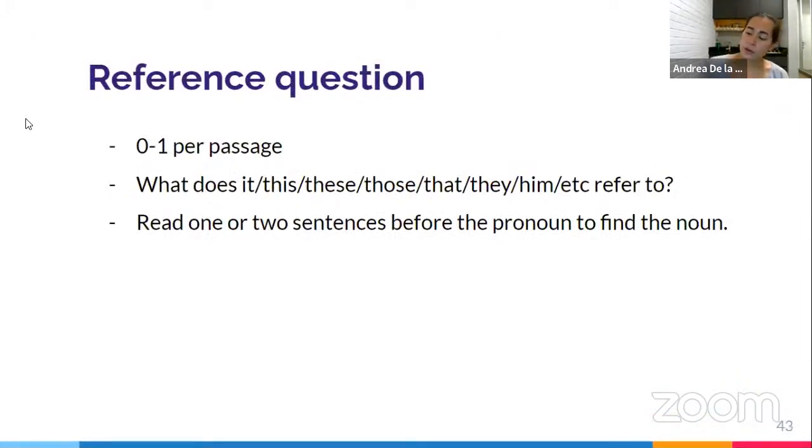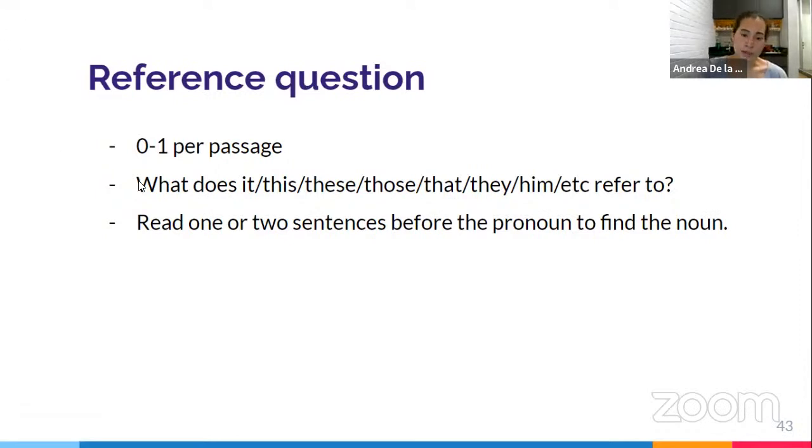Now let's move on to reference questions. Now these questions are, I would say, the easiest ones that you'll get in the TOEFL reading. They are the easiest and the quickest ones. You're going to be using 30 seconds at most in here. So basically these reference questions, they give you a pronoun, and you have to identify what noun it refers to.